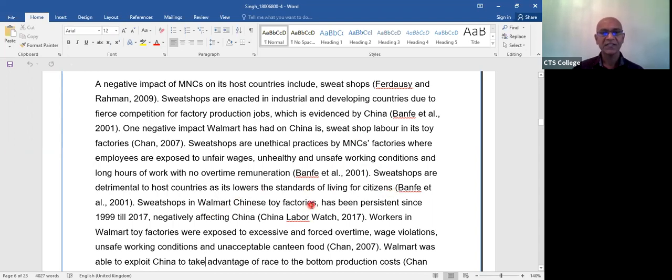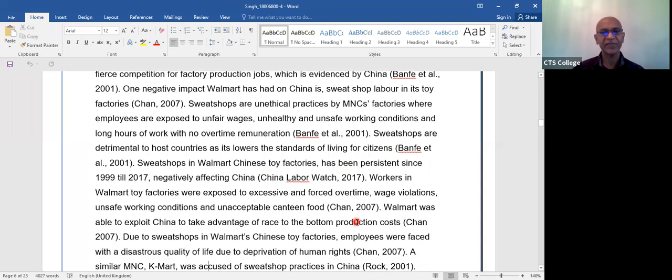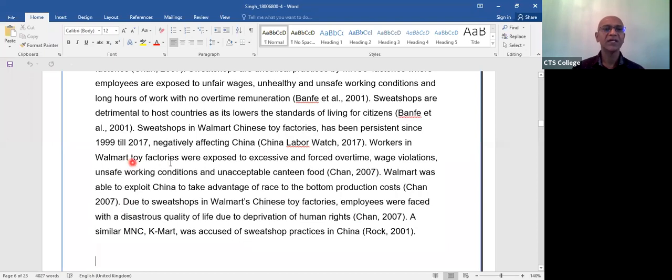Sweatshops are detrimental because it lowers the standard of living. Sweatshops in Walmart have been persistent since almost two decades, negatively affecting China. This is a nice and very new reference, so we are happy for that. Workers in Walmart toy factories were exposed to excessive forced overtime, wage violations, unsafe working conditions, and unacceptable canteen food. Walmart has been able to exploit China to take advantage of race to the bottom production costs.